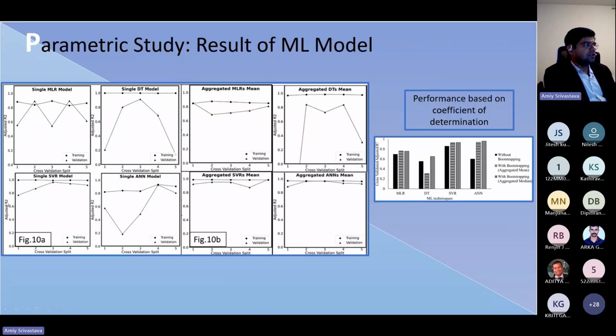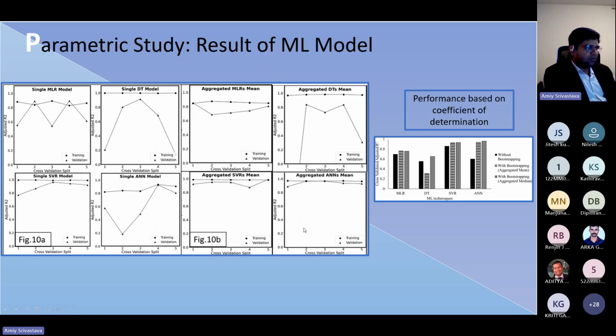So these are some results. Here you can see when we were using a single linear regression model, here we have a single decision tree model, a single ANN model, and a single SVR model. Why single model? Because when we don't do bootstrapping, the model is basically a single model, because no aggregation is there. And when we perform bootstrapping, we call it an aggregation model.